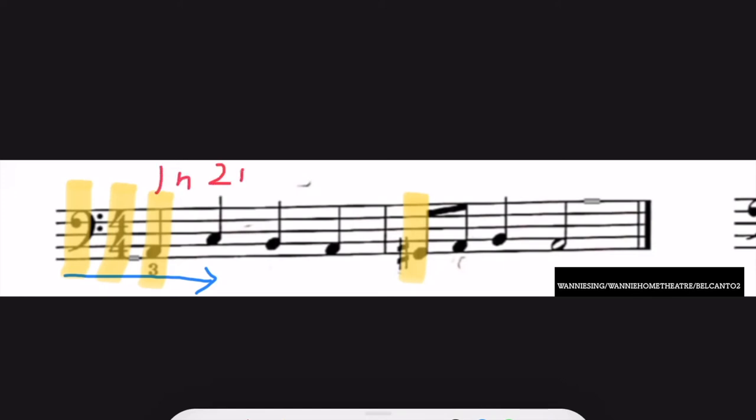Now let's look at the rhythm and count 1 and 2 and 3 and 4 in each bar.